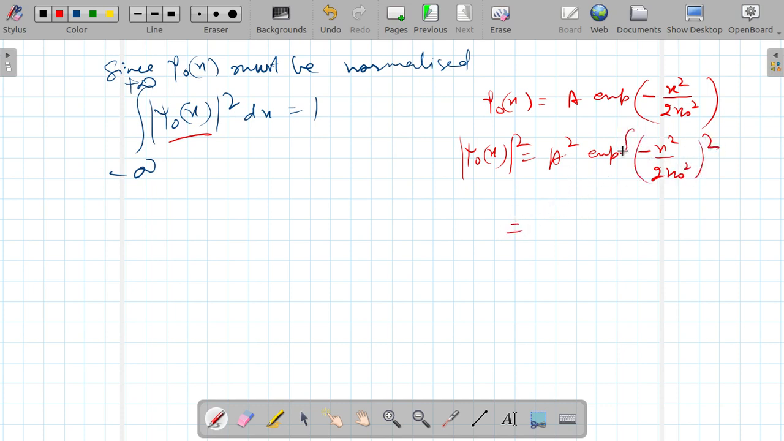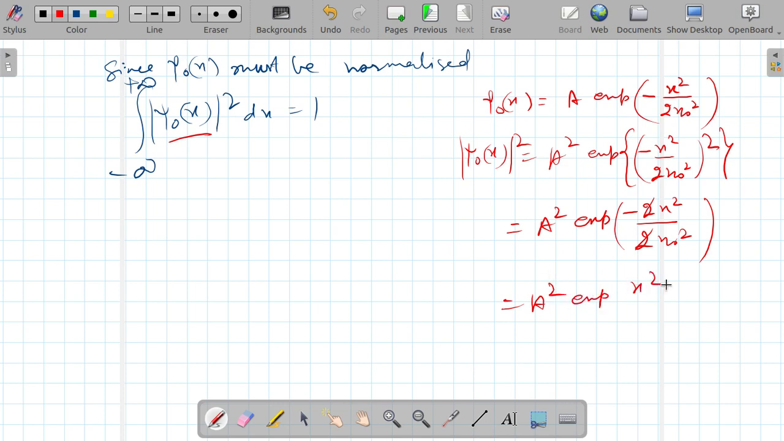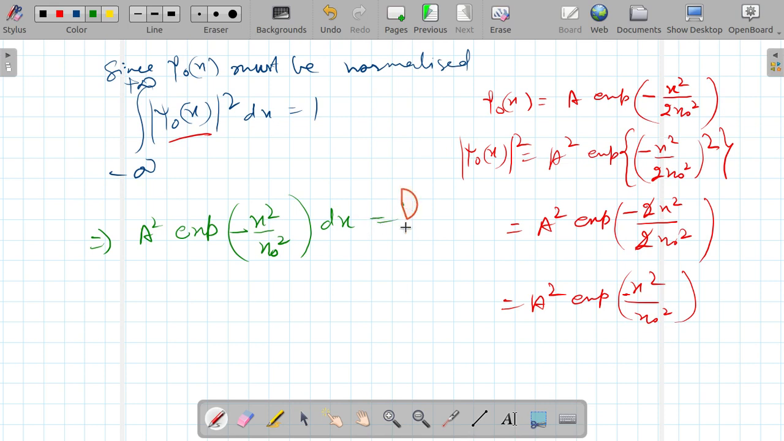So it can be written as A square exponential of minus 2x square over 2 x naught square. These two will cancel out. So it is A square exponential of minus x square over x naught square. So that means this will become the integral of A square exponential of minus x square over x naught square dx, and it must be equal to 1.